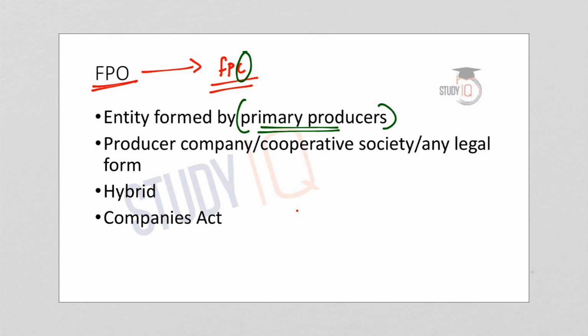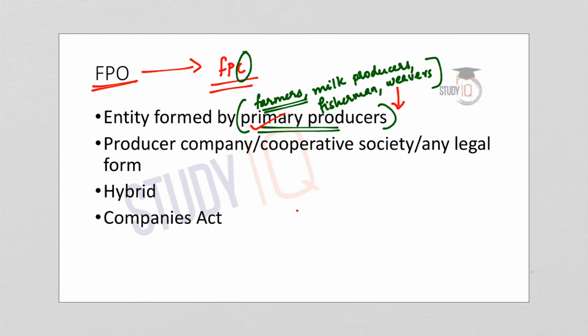The primary producers include those producers who are directly involved in the production activity. For example, the farmers undertake cultivation, so they are primary producers. Now the milk producers, the fishermen, the weavers, rural artisans, the rural craftsmen, they are all directly engaged in the production process and therefore they are called primary producers. So FPOs or farmer producer organizations are entities formed by primary producers. This is a very important point. You should remember this for your UPSC preliminary examination.